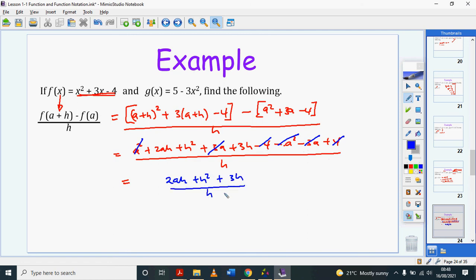I can factor out h, because if I factor out h, inside I'll be left with 2a plus h plus 3, all divided by h. And what you see is that h is common, so h can cancel out. So at the end of the day, I'm only left with 2a plus h plus 3. Sorry, what? Yeah, 2a plus h plus 3.